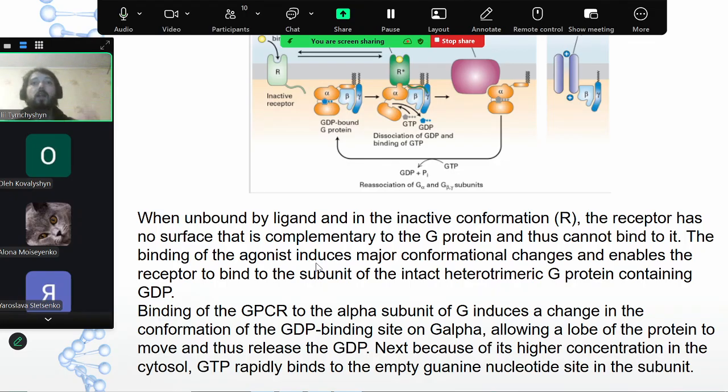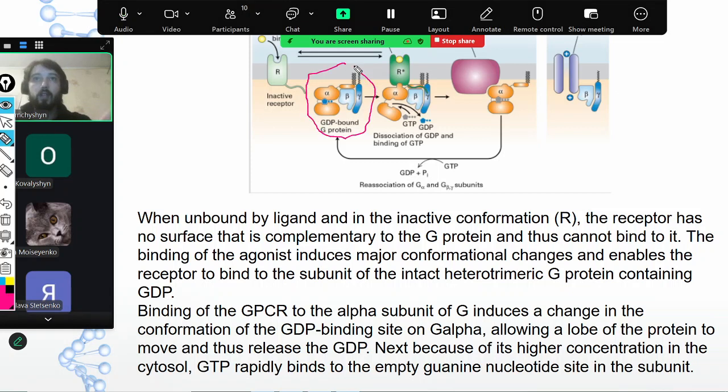So when unbound by ligand in the inactive conformation, the receptor has no surface that is complementary to the G protein, so they are not connected. The receptor is embedded into the membrane. The G protein is tethered to the membrane, so you can see that on this image. So they are freely diffusing, but they are diffusing while connected to the membrane. Here is a pretty neat part. So what is diffusion? It's some sort of random walk. They are randomly moving to the right, to the left, whatever. I guess you know what diffusion is.